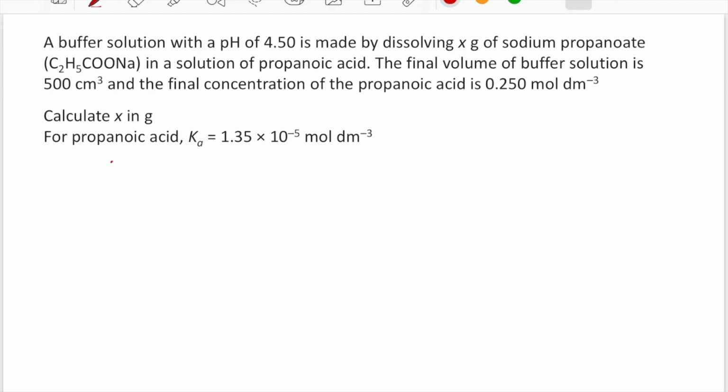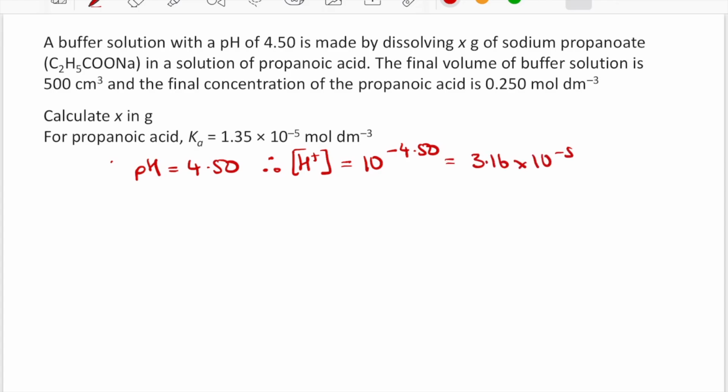So first things first, even if this was a 5 or 6 mark question and you're not sure quite how to get to the end, think about the marks you can definitely get, and you can definitely get marks for turning the pH into a concentration of hydrogen ions. To do that, remember that the concentration of hydrogen ions is 10 to the minus pH, so 10 to the minus 4.50 here, which gives us 3.16 times 10 to the minus 5 moles per decimeter cubed.